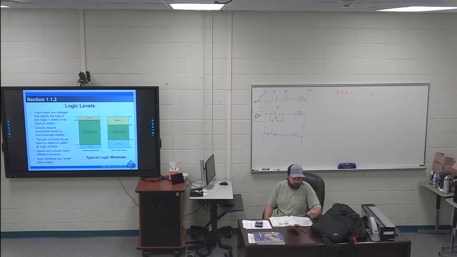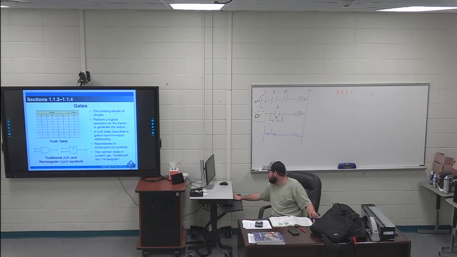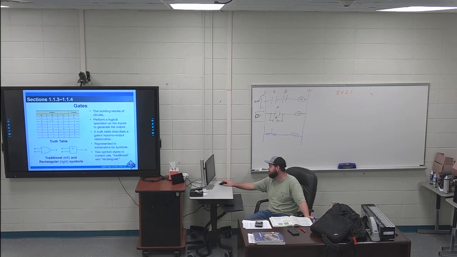Gates, 1.1.3. First sentence of 1.1.3 is highlighted. The building block of all digital circuits, no matter how complex, is the gate. I don't have it highlighted, but the next paragraph says, to know how a particular gate behaves, consult its truth table. So we can have truth tables like this. This is a truth table for a different gate.